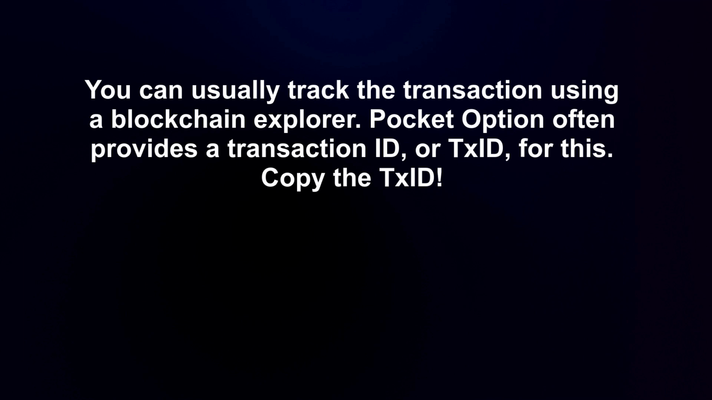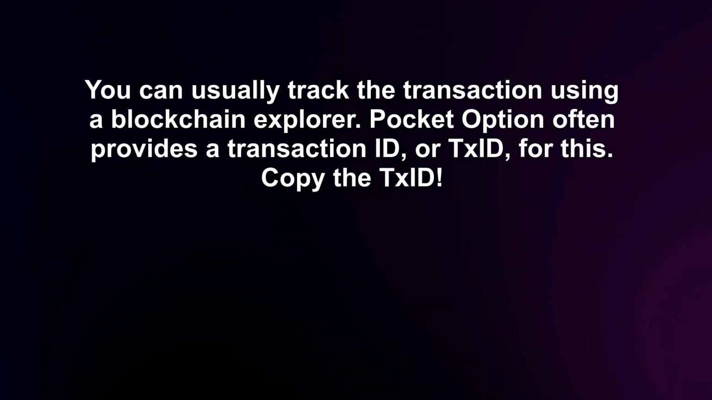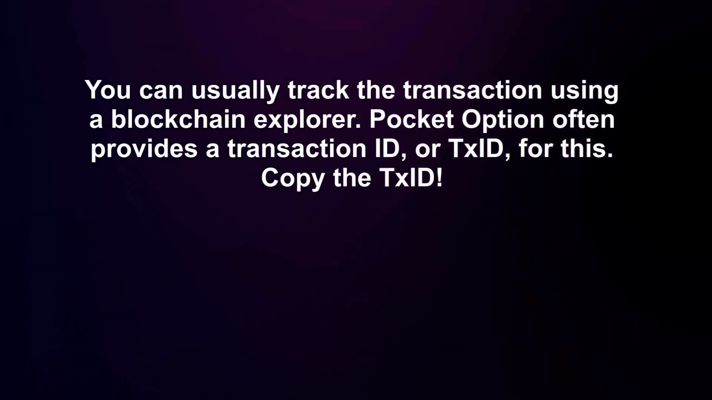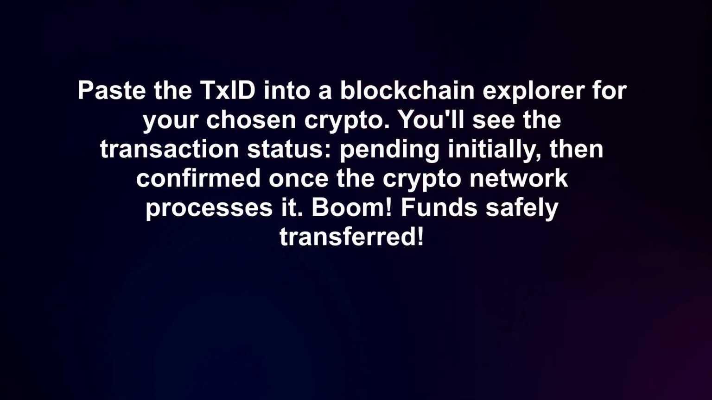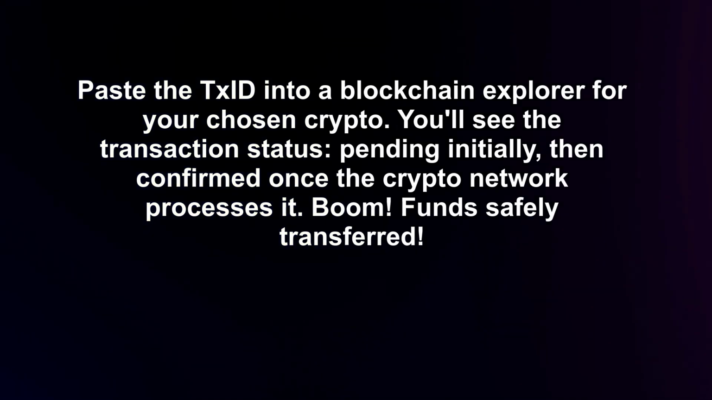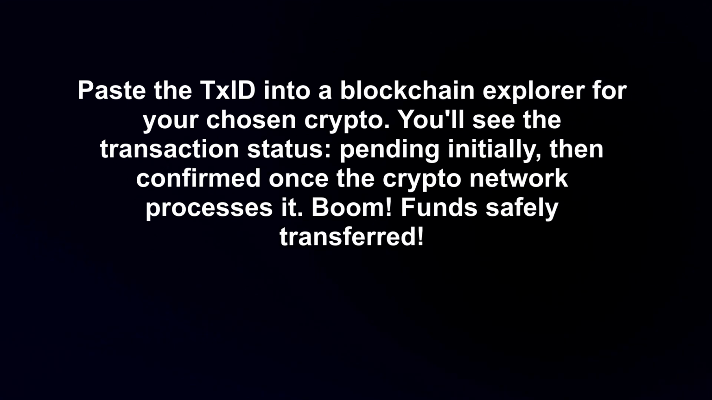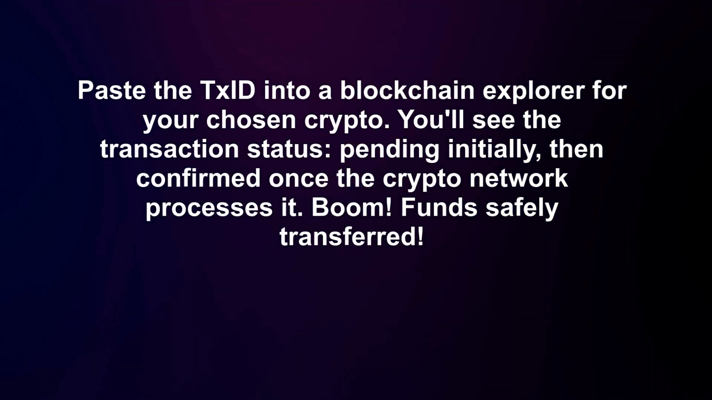You can usually track the transaction using a blockchain explorer. Pocket Option often provides a transaction ID, or TXID, for this. Copy the TXID. Paste that TXID into a blockchain explorer for your chosen crypto. You'll see the transaction status, pending initially, then confirmed once the crypto network processes it. Boom, funds safely transferred.